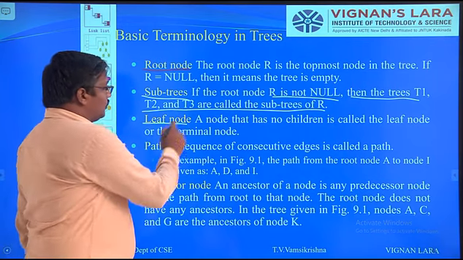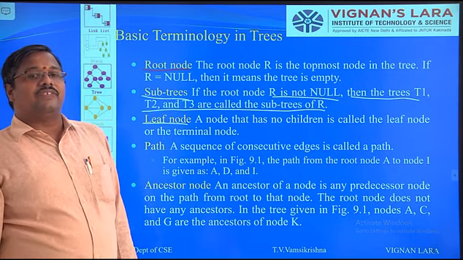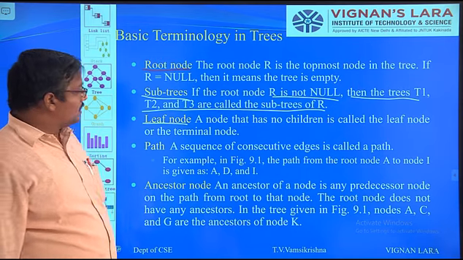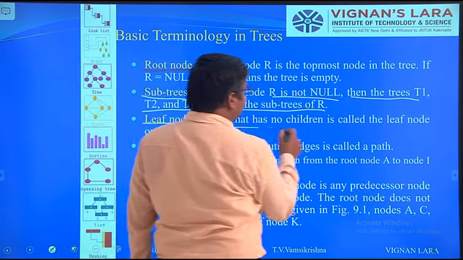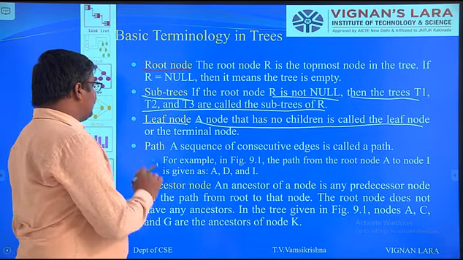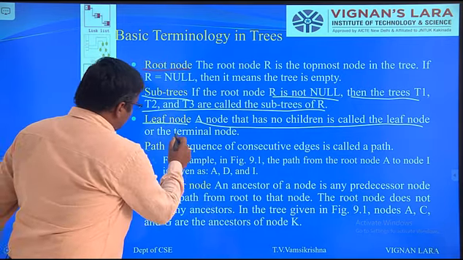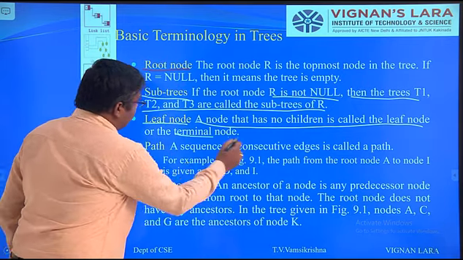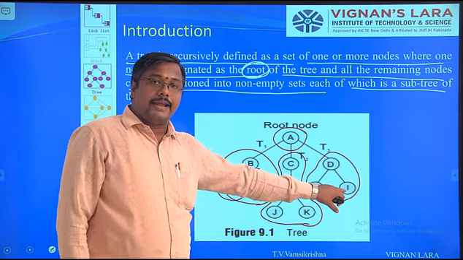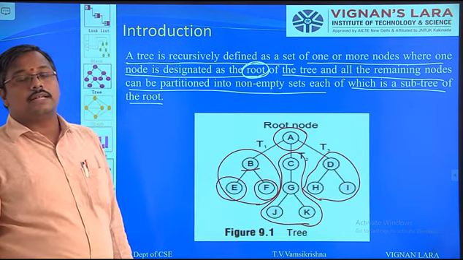Next, leaf nodes. Leaf nodes means where the left subtree and right subtree are both null, it specifies a leaf node. So a node that has no children is called a leaf node or terminal node. Another name is terminal node. So in the given example, E, F, J, K, H, I, the 6 nodes are called terminal nodes or leaf nodes.